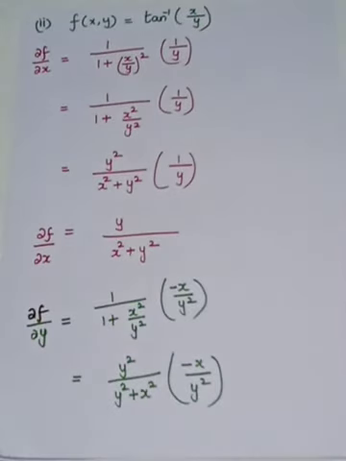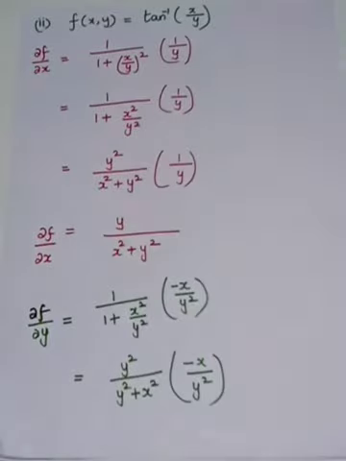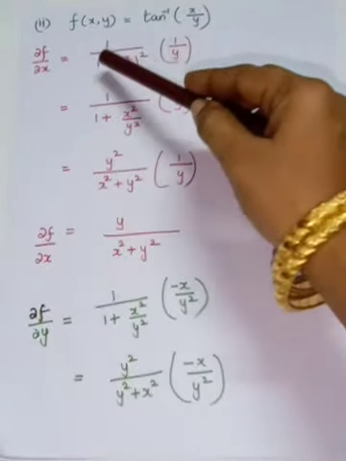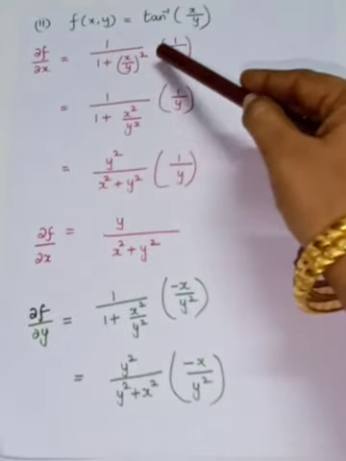What's the differentiation formula of tan inverse of x? It is 1 by 1 plus x squared. Now treat x by y as x, since it is in the form of tan inverse of x. So it is 1 by 1 plus (x by y) the whole square.